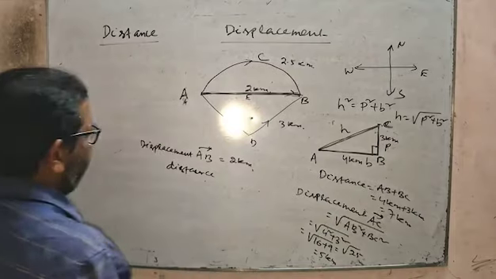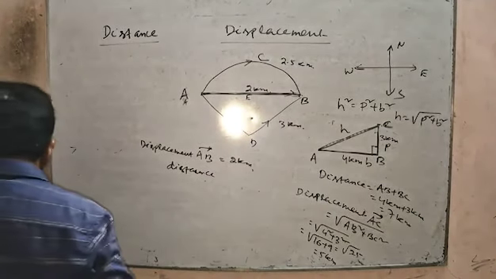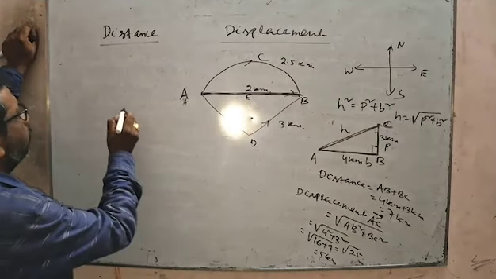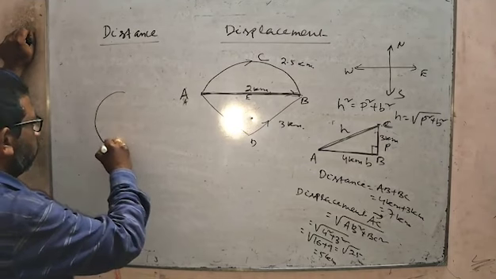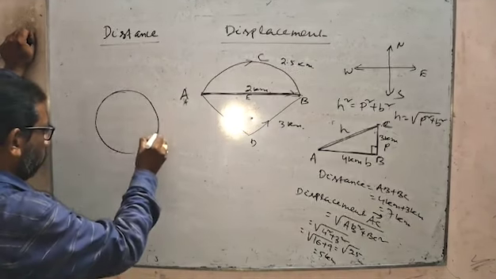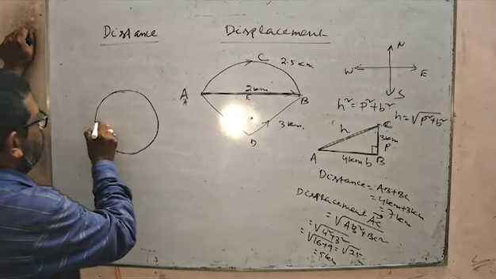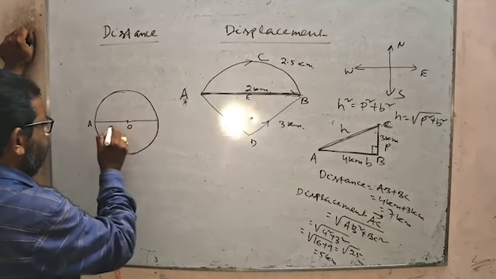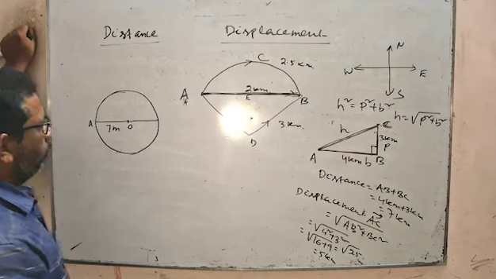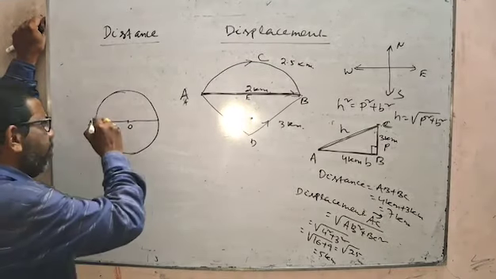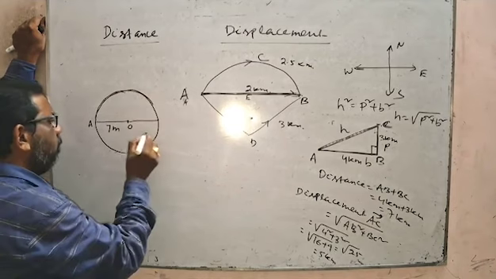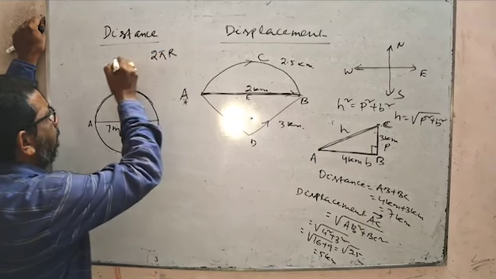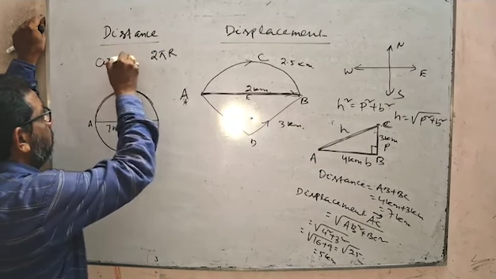We will take another example. Let us consider a circular path with radius 7 meters. What is the circumference of the circle? The formula is 2 pi r.